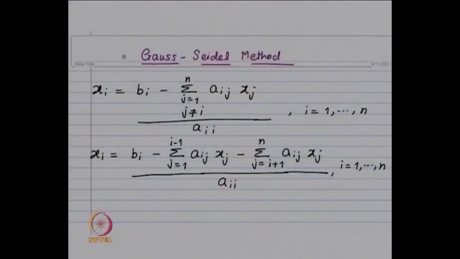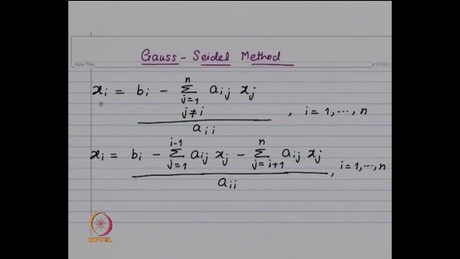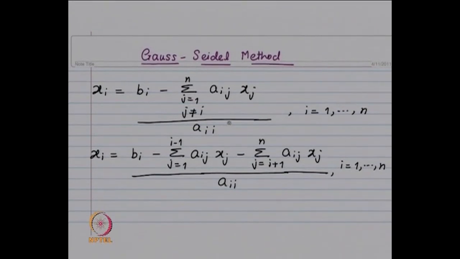We are considering n equations in n unknowns. So, this is the relation satisfied by the exact solution. The b i's are known. The coefficient matrix A is known, so hence you know a i j. So, you have x i equal to b i minus summation over j, j not equal to i, a i j x j, divided by a i i. Our assumption is that the coefficient matrix A is invertible and all the diagonal entries are non-zero. So, that is why we can divide by it.